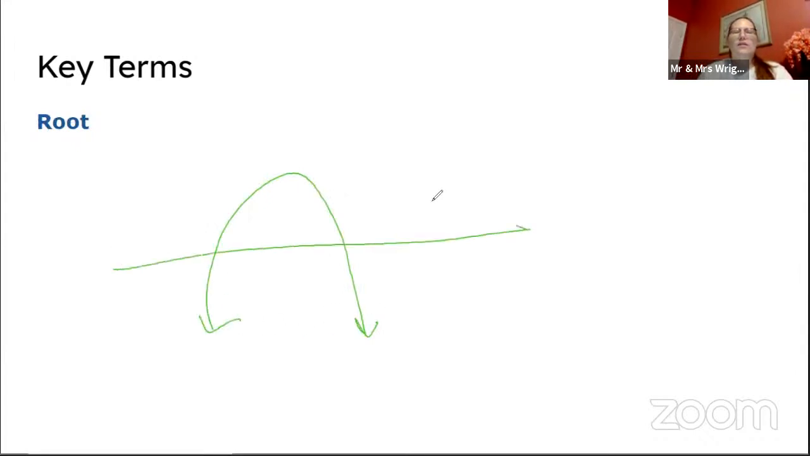Root, we already kind of talked about what roots are because they are the solutions to the problem. The roots are where the parabola, or the graph of the function, crosses the x-axis. Roots are sometimes also called zeros, okay, or solutions. So the root of the problem. The root is the answer.